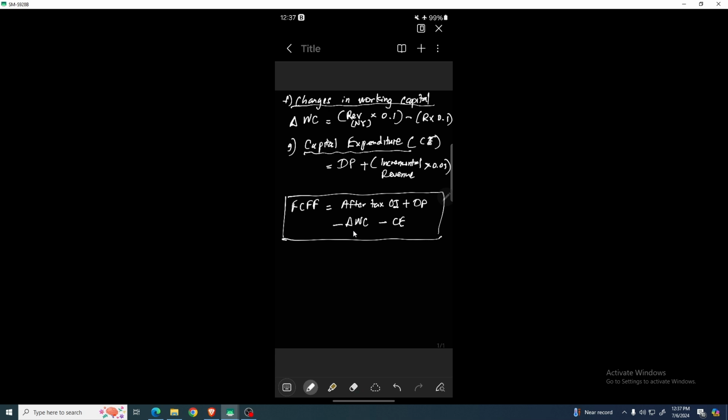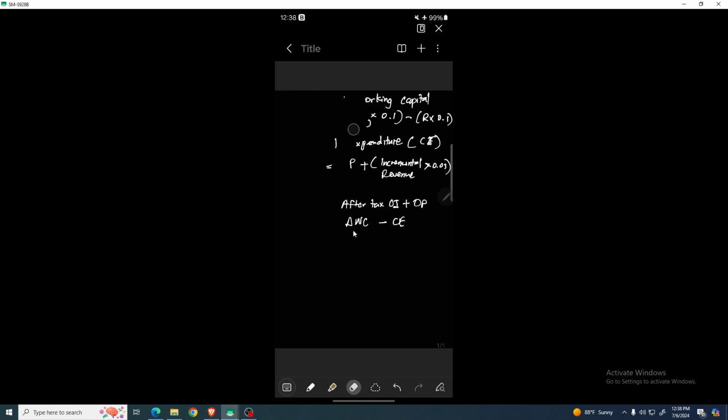So to recap, we started from the calculation of the revenue for the upcoming year. Then we calculated the gross profit, depreciation, operating income, after-tax operating income, changes in working capital, capital expenditure calculation, and finally coming into the free cash flow to the firm. All right, now I will remove these sections.